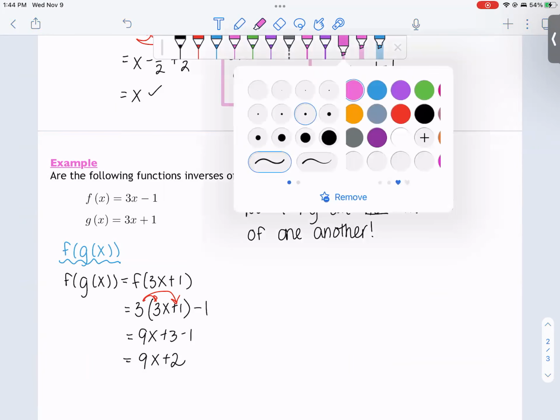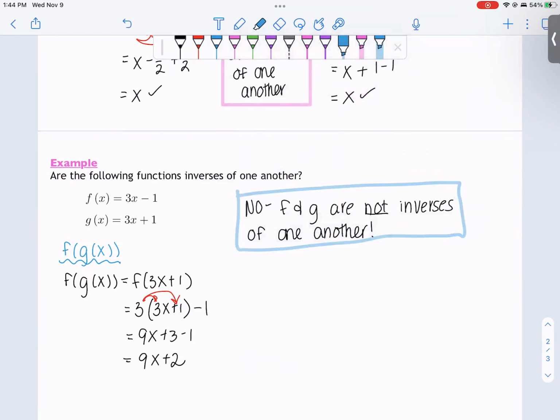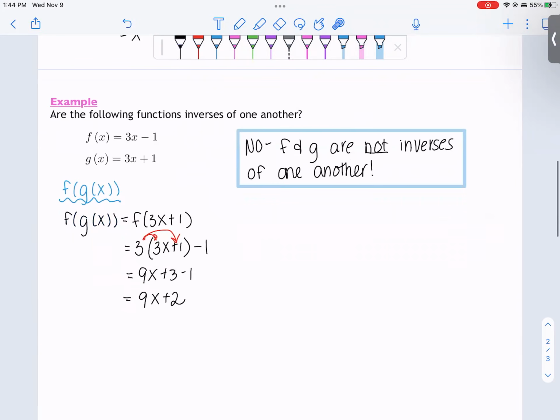It's also not enough for one direction to be correct. So I can't stop after just doing one direction, nor do I need to continue doing this problem if I do one direction and it doesn't end up being x. If I do a direction and it doesn't end up being x, then I'm done. You don't have to go any further. Anyway, so that's how we determine whether or not functions are inverses of one another. We just compose them with one another and make sure that they quote unquote cancel each other out.